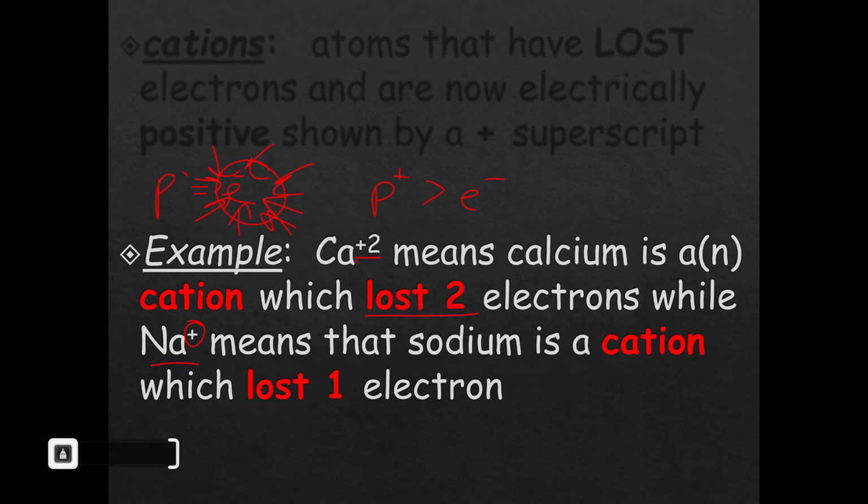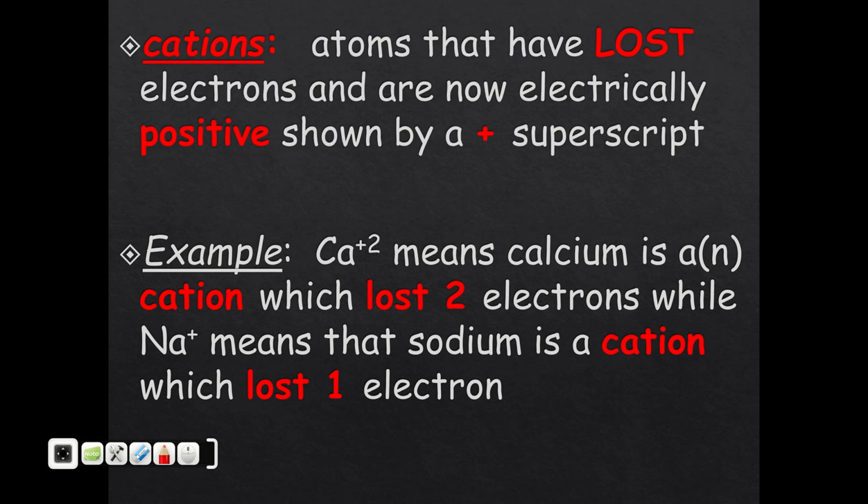Now we do give this a special name. Positive ions are called cations. All right? Sometimes people write it like this to remember.